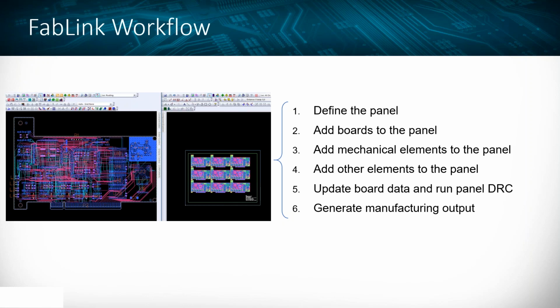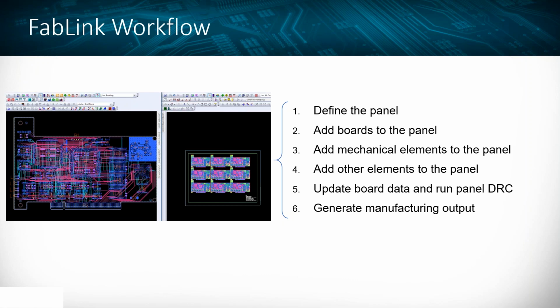Next, we can start adding mechanical elements to the panel as well as other elements, being thieving, milling data, fiducials, any other type of shearing hole, sky hooks. We can add those all into the panel. Where all of those types of mechanical elements and other elements live is in the central library that Xpedition utilizes. This is important because we can use those types of elements.